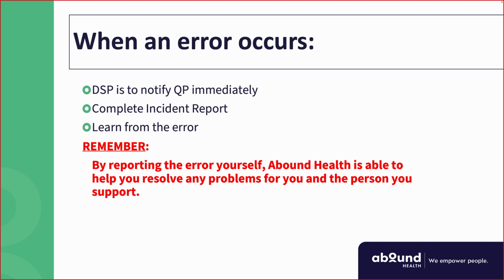So when an error occurs, the DSP is to notify the QP immediately, complete an incident report, and learn from your error. Remember, by reporting the error yourself, Abound is able to help you resolve any problems for you and the person that you support.